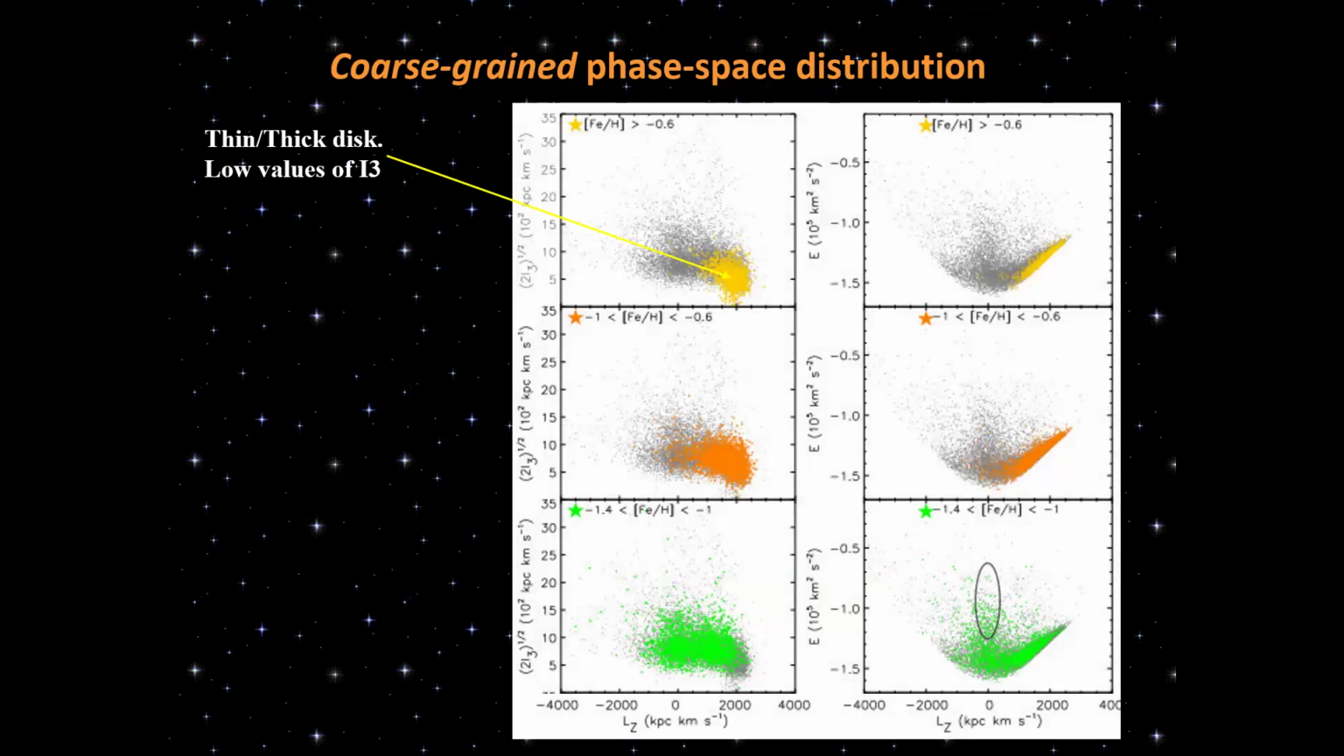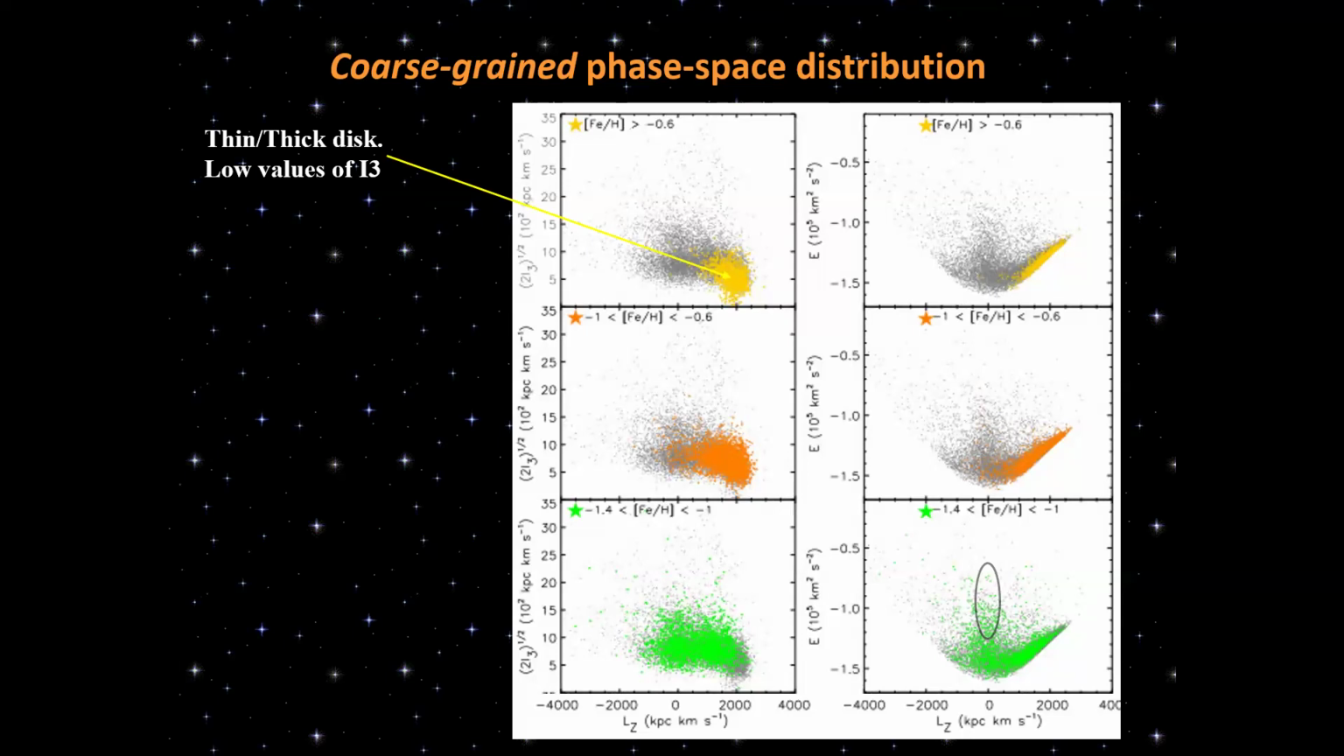as a function of Lz, the vertical angular momentum, and this is energy as a function of Lz. Now, if we look at this diagram, from top to bottom, the metallicity decreases. The gray dots show the entire sample, and the color-coded dots show subsamples with different metallicities. As you can see, high-metallicity stars, this sample here being a combination of thin and thick disk stars, have a low value of the third integral of motion, and they rotate very fast, as expected for these stars.